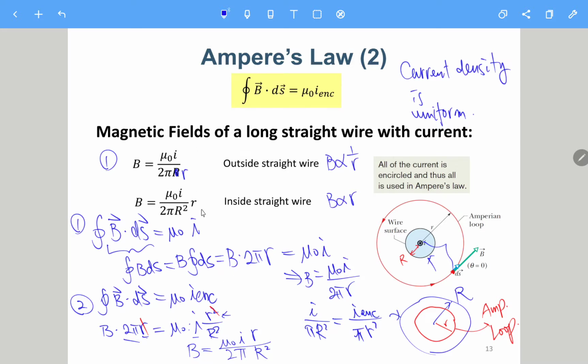And actually, this case is somehow similar to the E field when we consider a sphere. When we consider a sphere with some charge distributed uniformly inside, we consider the E field outside and then the E field inside the sphere, which is quite similar. For that one, we use Gauss's law to derive the expression outside and inside the charged sphere, and here we use Ampere's law to find the B field generated by the wire with a uniform current density inside and outside the wire.